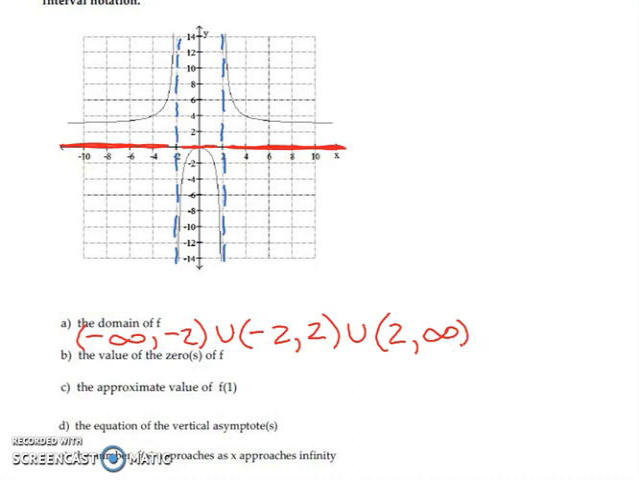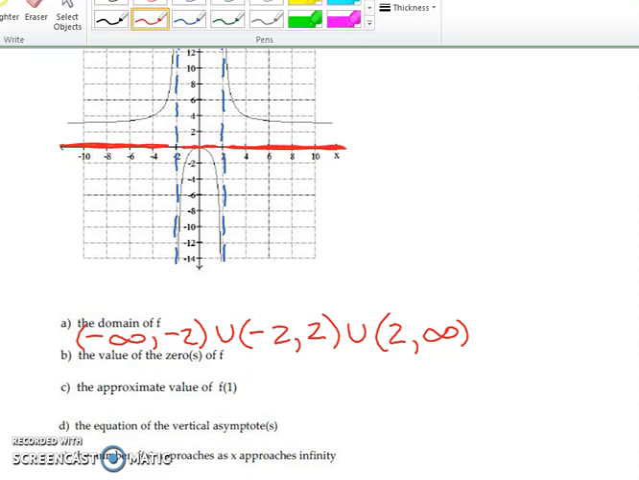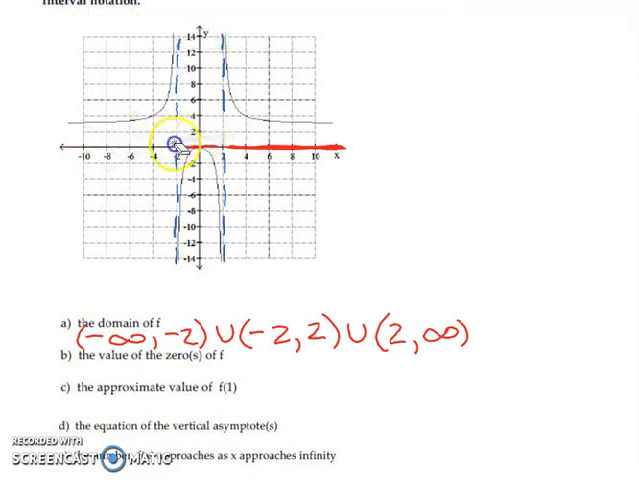Part B asks for the zeros of f. The zeros of f would be your x-intercepts. If you don't remember, zeros are x-intercepts. So where does this graph have an x-intercept? It looks like the only place that it intercepts would be right here. I don't see any other places where it crosses the x-axis. So the value of that x-intercept, or the value of our zero, would be 0.